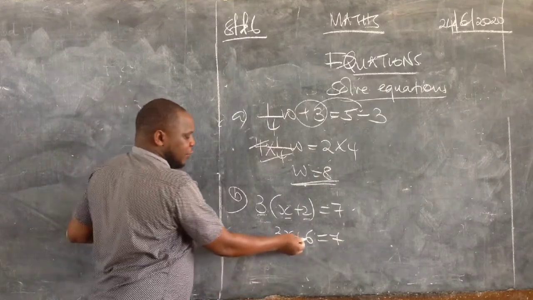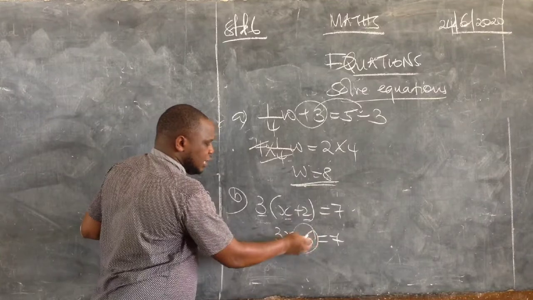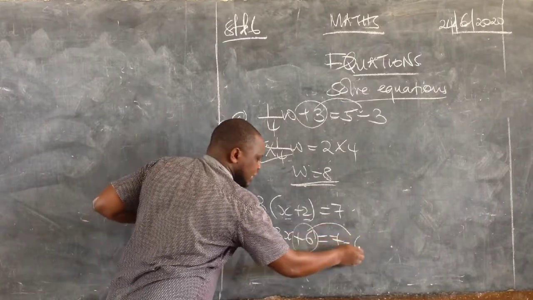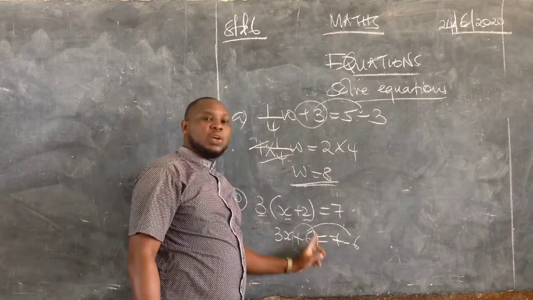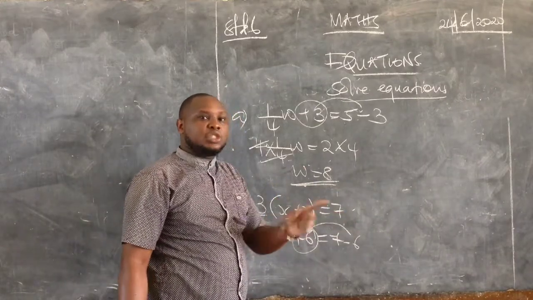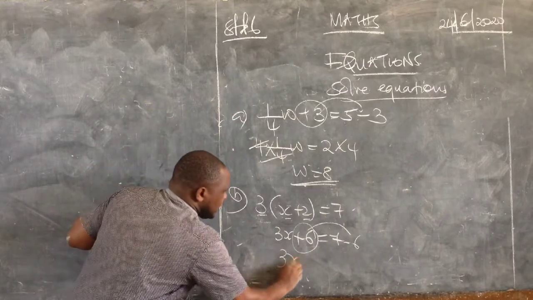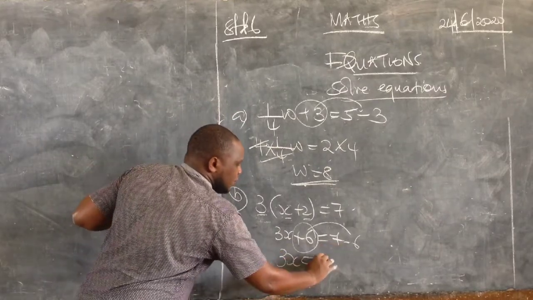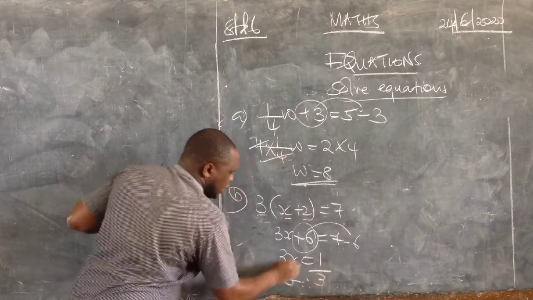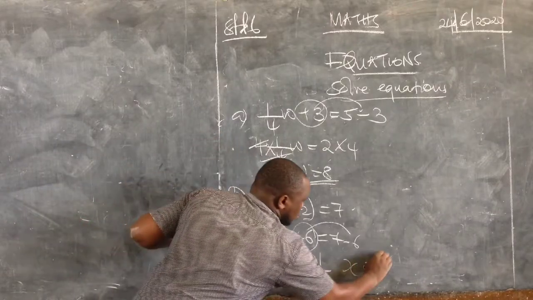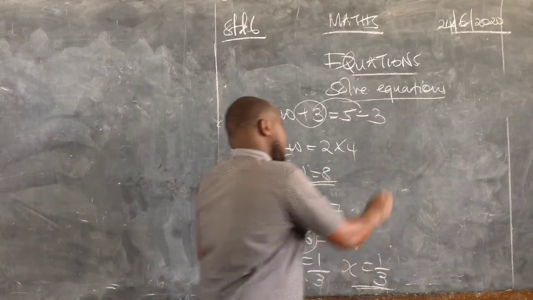Therefore, now from there you group like terms together. This is plus 6. Plus 6 gets to the other side and becomes minus 6. It was plus here. Once it crosses the equal sign, it changes the sign to the opposite, which is a negative sign. So 3x is equal to 7 minus 6, which is 1. So divide by 3, divide by 3. So the value of x is equal to a third.